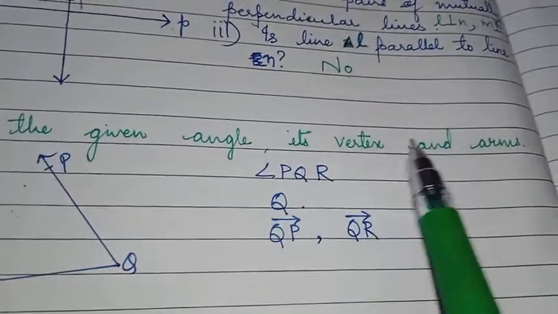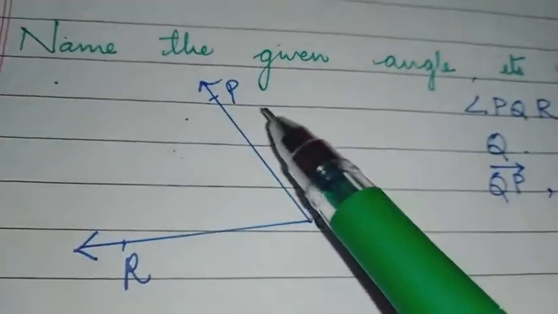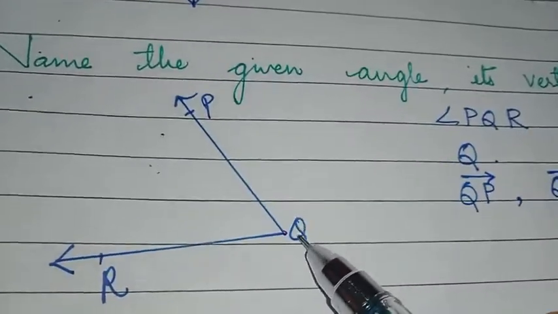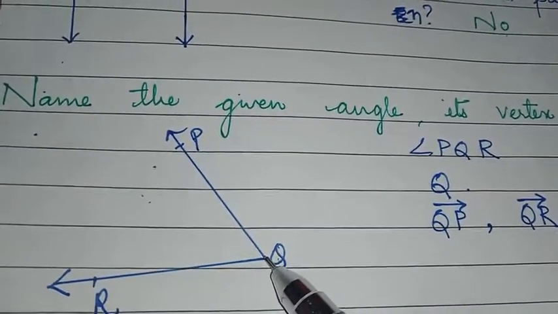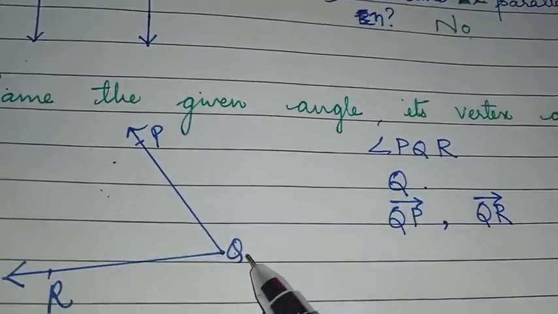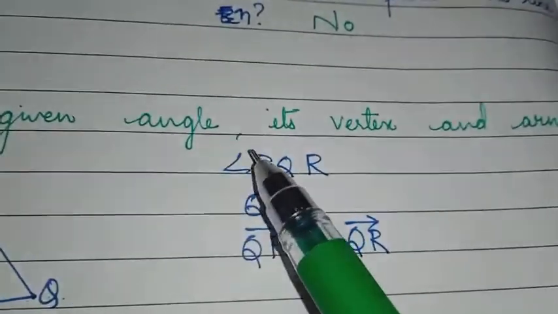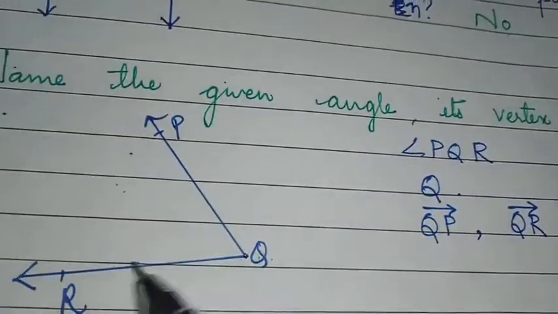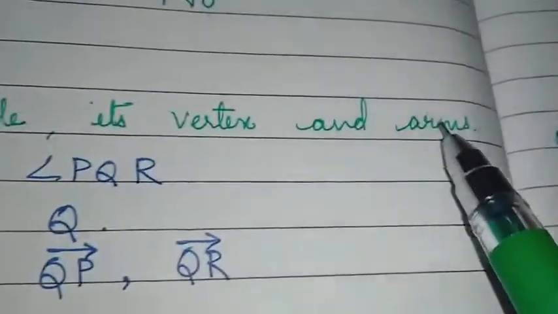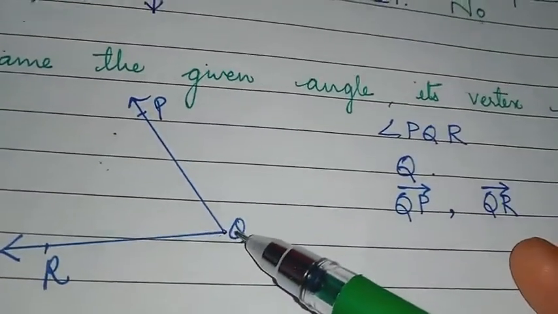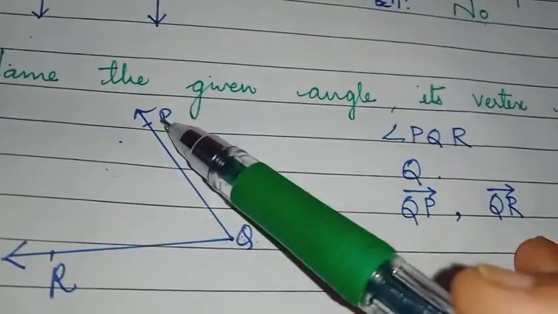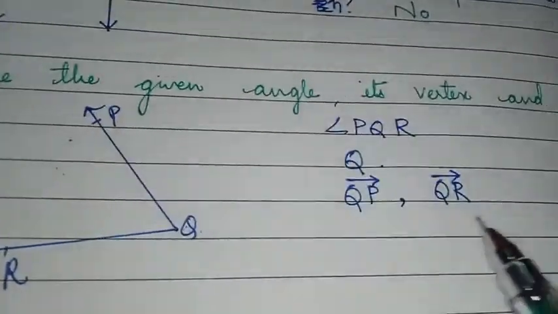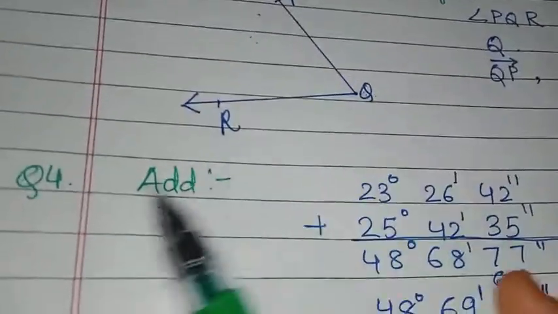Name the given angle, its vertex and arms. So the given angle is, how to name an angle? Always see that you name an angle with 3 alphabets. Second thing, vertex should be at the center. This is the vertex where two arms meet. So Q is the vertex. So angle PQR. You can see angle PQR is the name of the angle. Then what is asked? Vertex. Vertex is where two arms meet, and arms. So arms should be named starting with vertex only. So QP and QR. All right. So QP and QR are the arms. Question number 4, add.